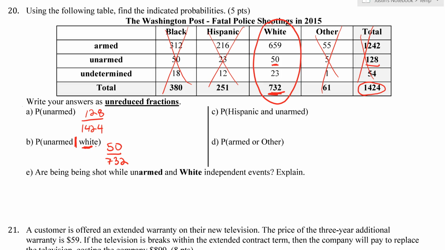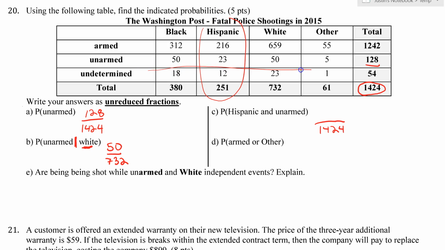Letter C says, what's the probability of Hispanic and unarmed? So in this case, let's erase all this. Again, nothing is given to us, right? It's just out of everyone. There are 1424 in this group. And out of them, how many are both Hispanic and unarmed? Well, we have Hispanic are these people, and unarmed are these people. And the only people that are in both is the one where they cross. So there are 23 that are both Hispanic and unarmed. So we can just say there's 23.